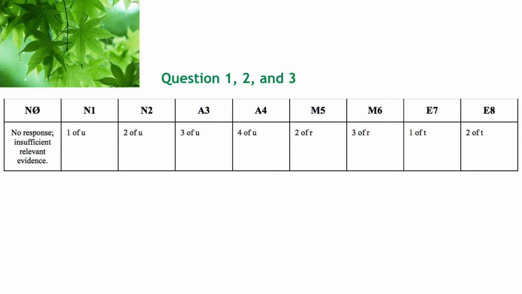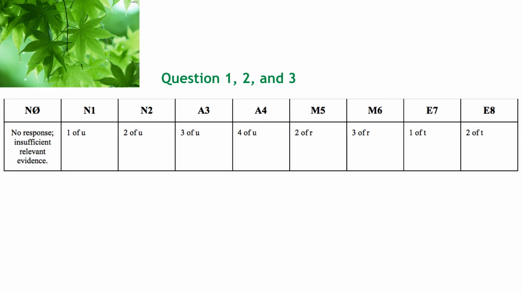If I start from the other end, what we do is something called top-down marking, and so we look first of all to see, have you got any T's in question 1? Within question 1, if you had 2 T's, that would give you an E8 for that question. If you had 1 T, that would give you an E7. Now if you don't have any T's, we then look for, have you got any R's? If you had 3 R's, that would give you M6. If you had 2 R's, that would give you M5.